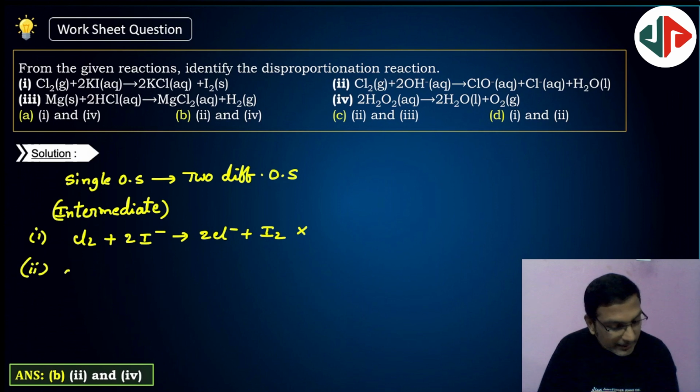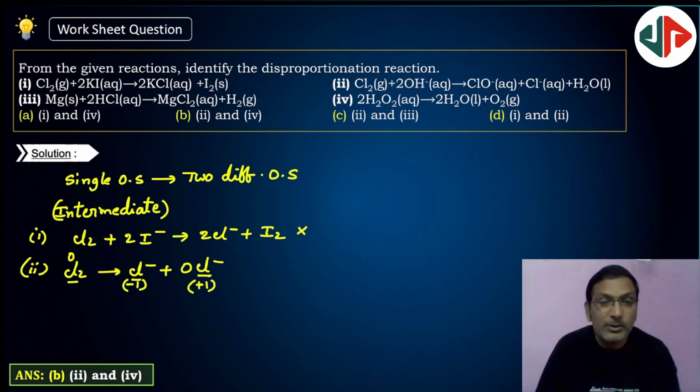Take second option. Cl2 changes to Cl minus plus OCl minus. Here Cl state is 0. Here minus 1 for Cl. Here for Cl plus 1. So 0 to minus 1 reduction, 0 to plus 1 oxidation. That means the same substance is reduced as well as oxidized. Therefore, it is disproportionation.